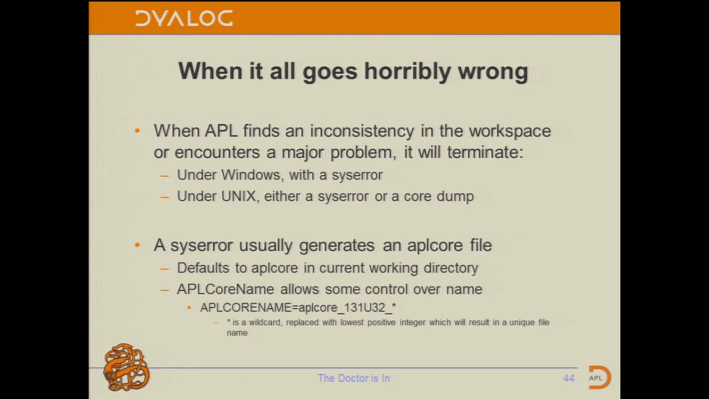A syserror usually generates an APL core file, and it will get dropped by default into your current working directory, and it will be called aplcore. I find that rather unhelpful. What you can do is specify an environment variable called APLCORE_NAME and say what you want it to be called. The star is a special character, and that is replaced by the lowest possible positive integer that will result in a unique file name. So if you have aplcore1, aplcore2, you delete aplcore1 and syserror again, the new one will be called aplcore1.